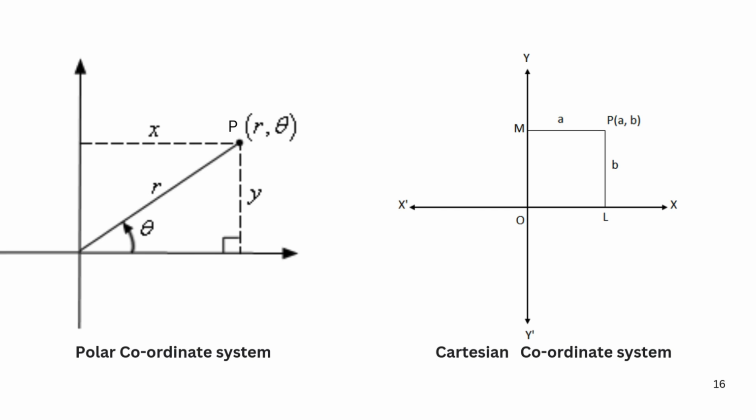Now, let's look at the Cartesian coordinate system on the right side. In this case, we move x units in the direction of the x-axis from the origin and then y units in the direction of the y-axis to reach the point P. Here, the coordinates of P are expressed as (x, y).